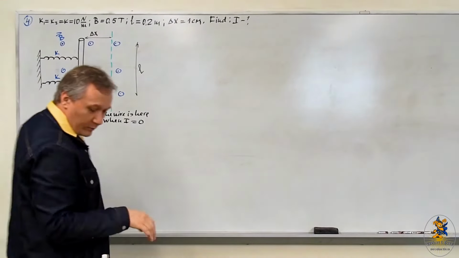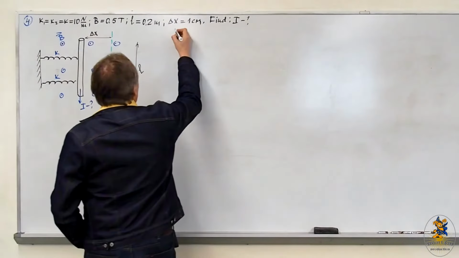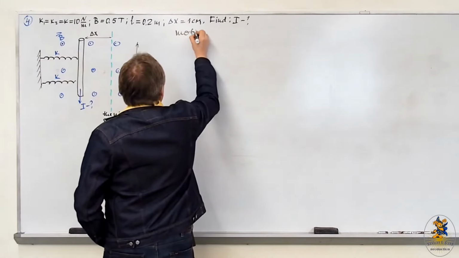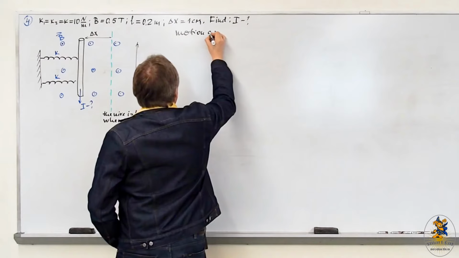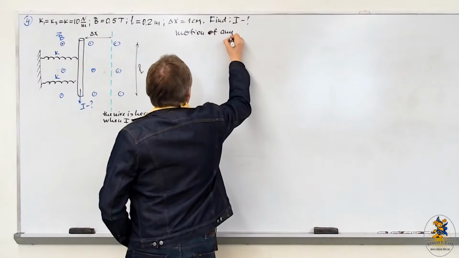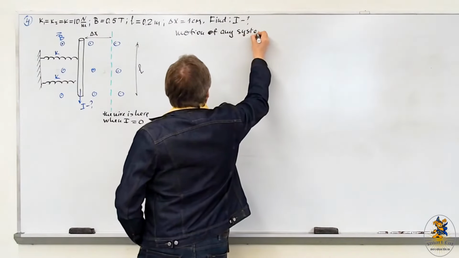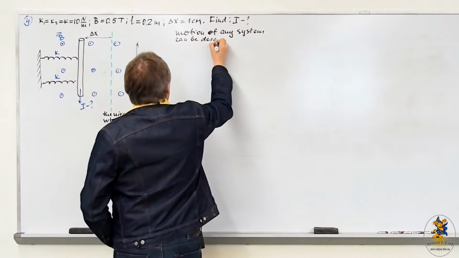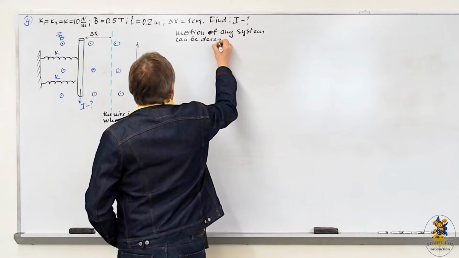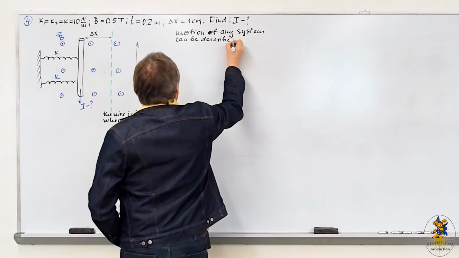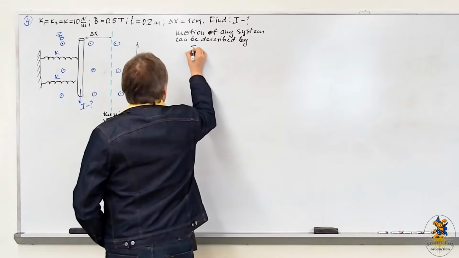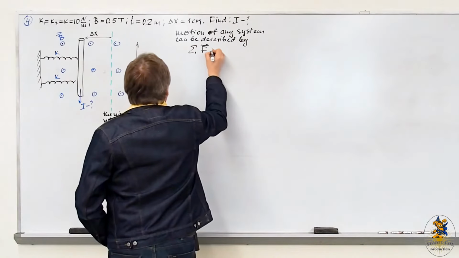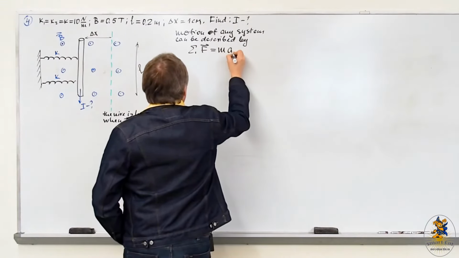So let me write it down. So that's the beginning. Motion of any system can be described by the net force acting: net force equals m times acceleration, right?